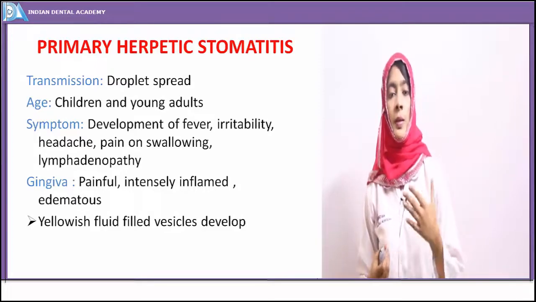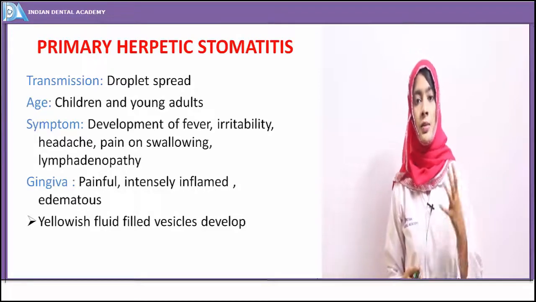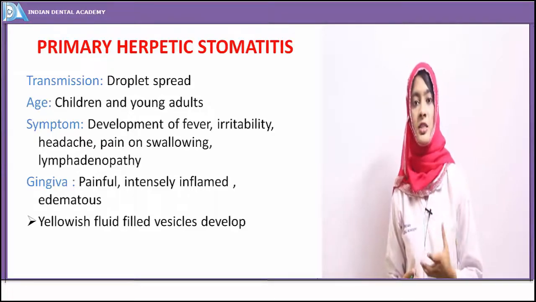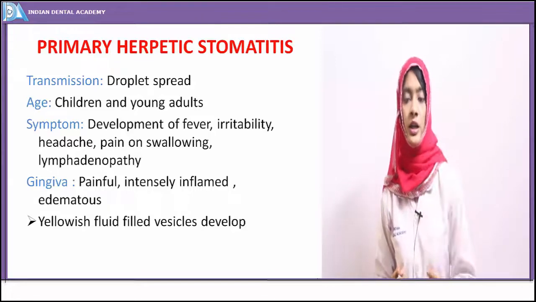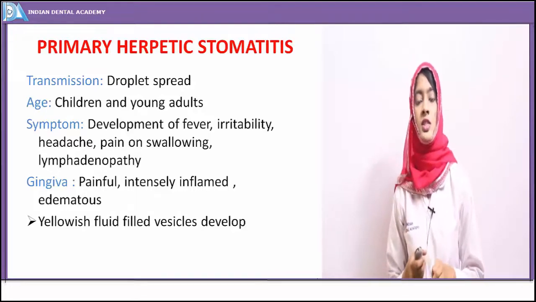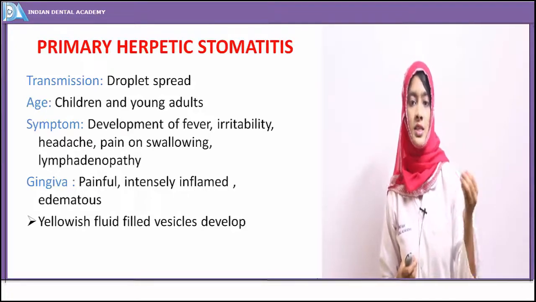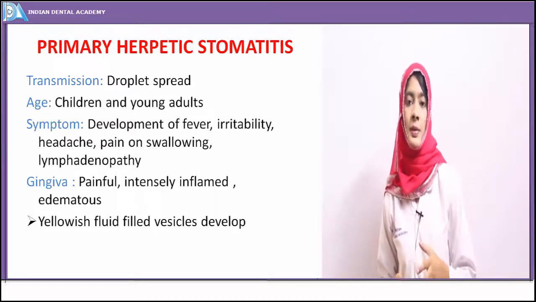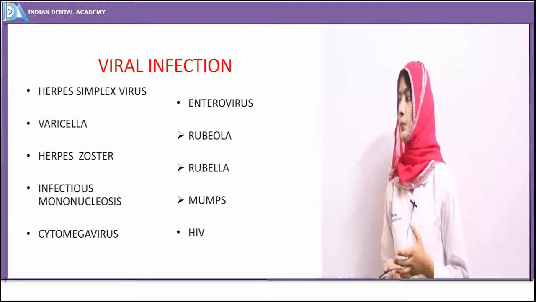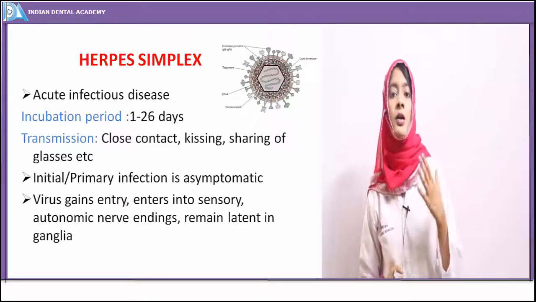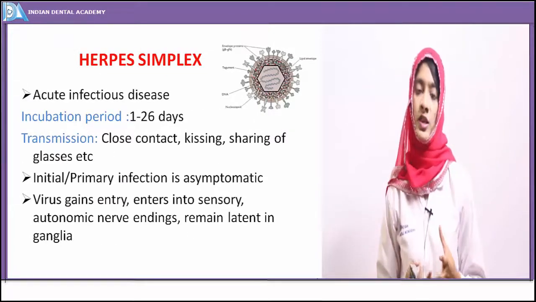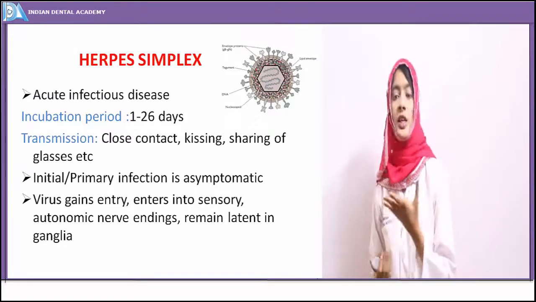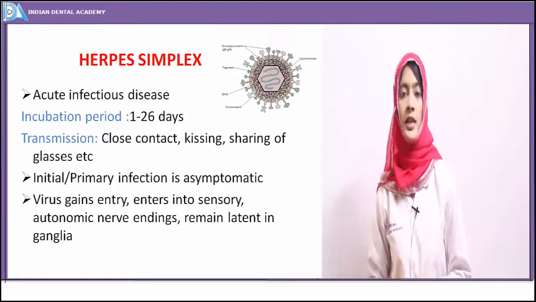What is the basic mechanism? How does the herpes simplex virus enter the body? Either through a cut or abrading of the mucosal surface, the herpes simplex virus enters the human body and starts replicating there. The herpes simplex virus causes an acute infectious disease of the oral cavity. Specifically here we are studying herpetic stomatitis.